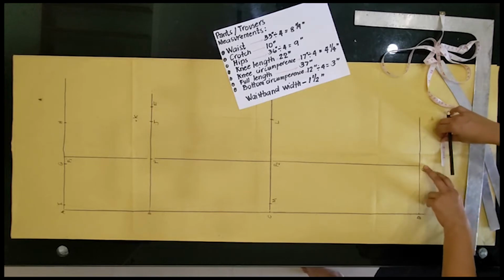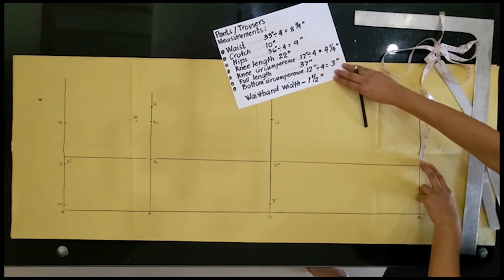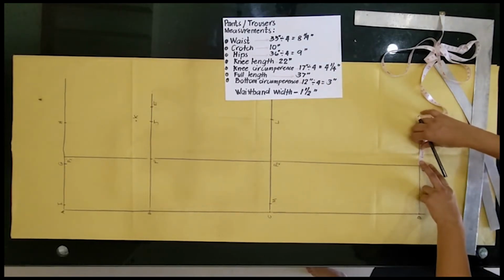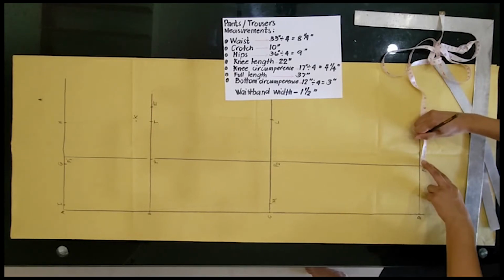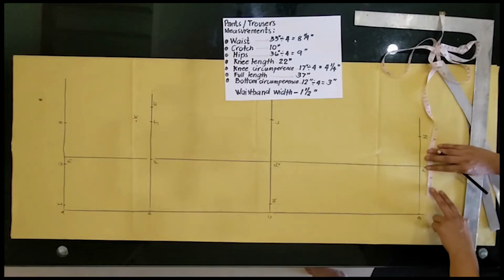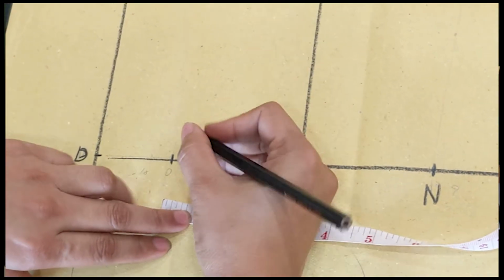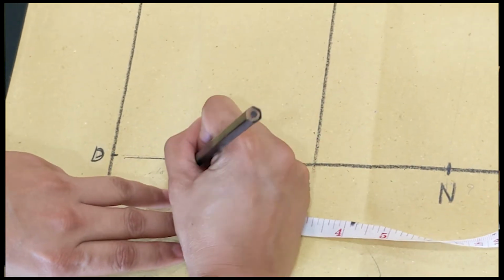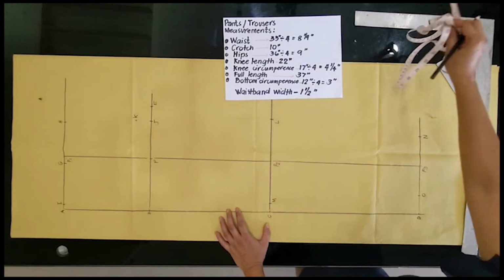So from F3 to N, this is 1/4 of bottom circumference divided by 4, which is 12 inches divided by 4 equals 3. Okay, so 1/4 of bottom, and this would be letter N. Next is the same measurement with the other side. So from F3 to O is 3 inches also, which is 1/4 of bottom circumference. Okay, so we're done for the front part.